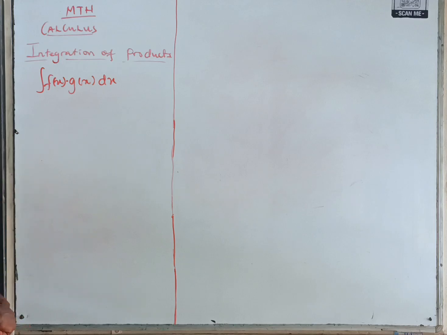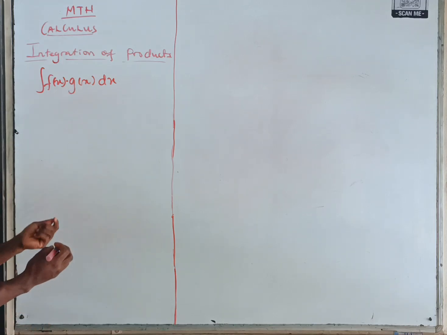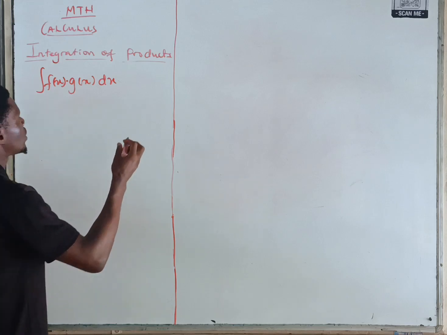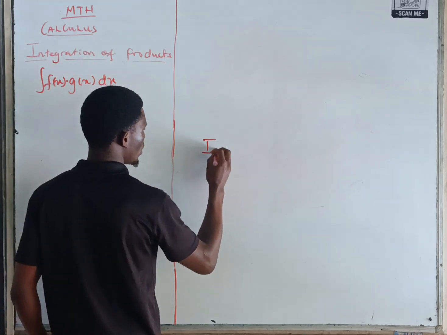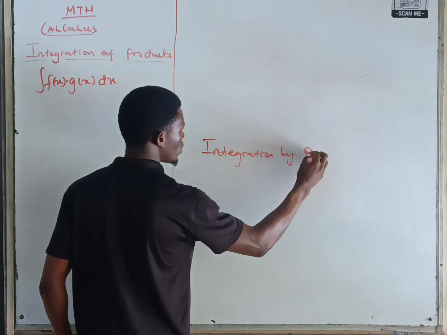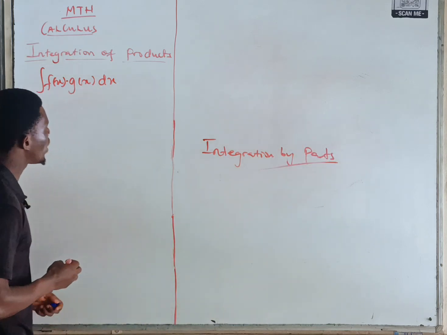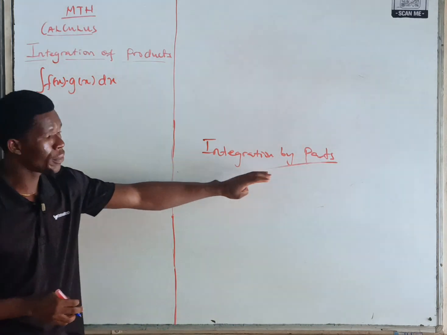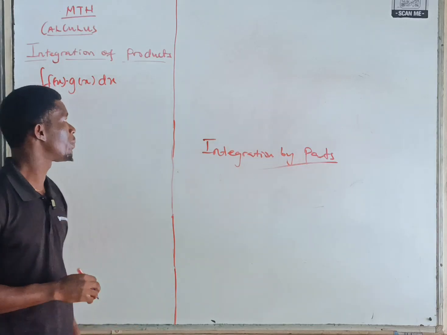So when we have this, what are we going to do? Now this integration of products, the method we use is called integration by parts, right? So that is integration by parts. Please remember that whenever we have integration of products, we make use of integration by parts. That is the method we use.